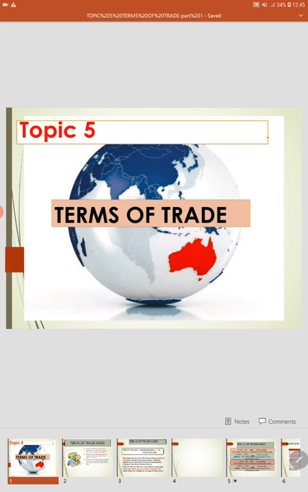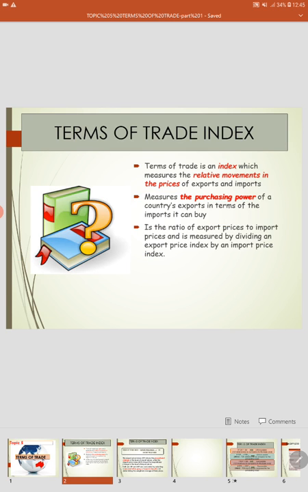As for the first part, we're going to look at the definition or concept of terms of trade. You must remember terms of trade is an index which measures the relative movements in the prices of exports and imports. So the keyword here is prices of exports and imports. It also measures the purchasing power of a country, in terms of the imports it can buy with its exports. And it's also the ratio of export prices to import prices.